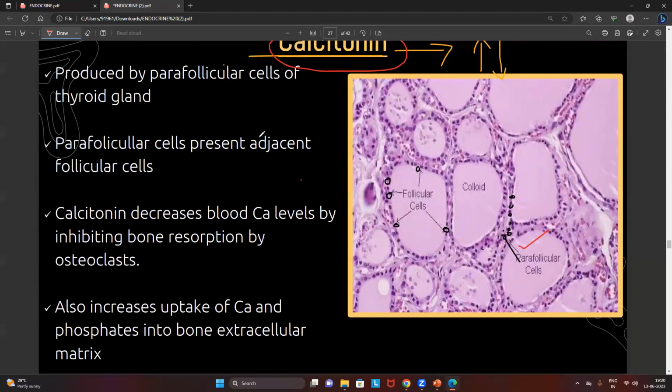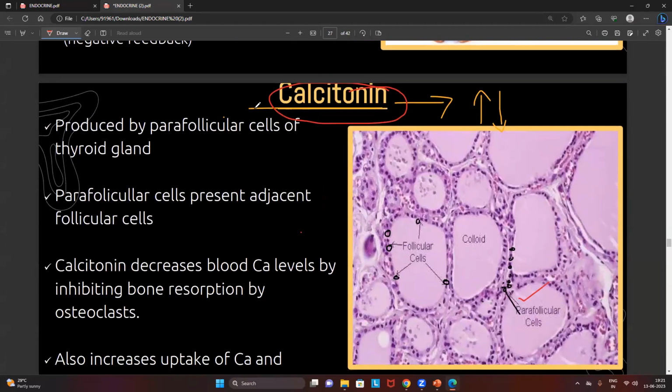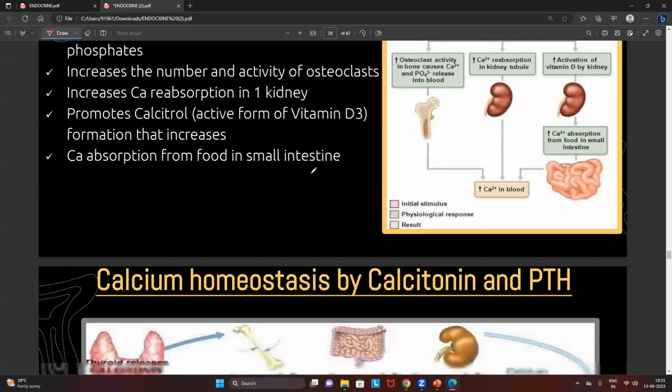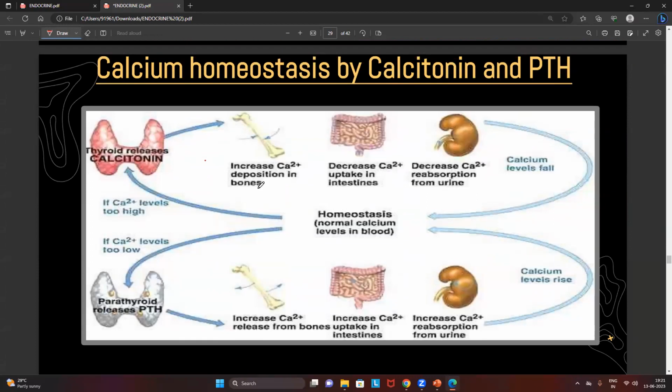Now let me explain in the diagram how they control this. This is the calcitonin and this is the parathyroid hormone. Look into this picture very correctly, all of you, without confusion. Homeostasis is the normal calcium level in the blood. Just listen to my words very correctly without confusion. Just try to understand me.